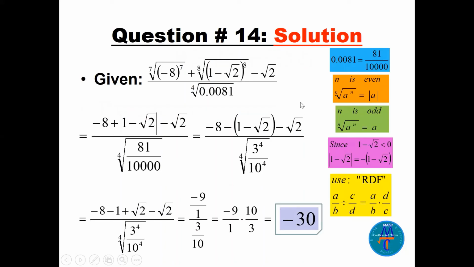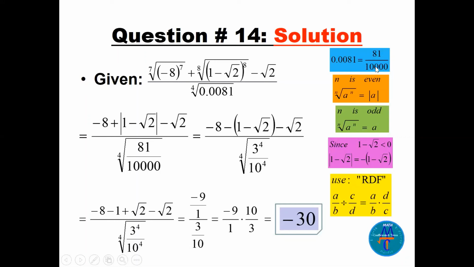So, oh boy, look at these colors. My goodness. So the first one here, this is an odd. Odd, see, the nth root of a to the n is a. So I just put minus 8 because 7th root. Now 8th root, I have to put absolute value of 1 minus square root of 2. Where is that here? n is even, the index, nth root of a to the n. So this is the second one.